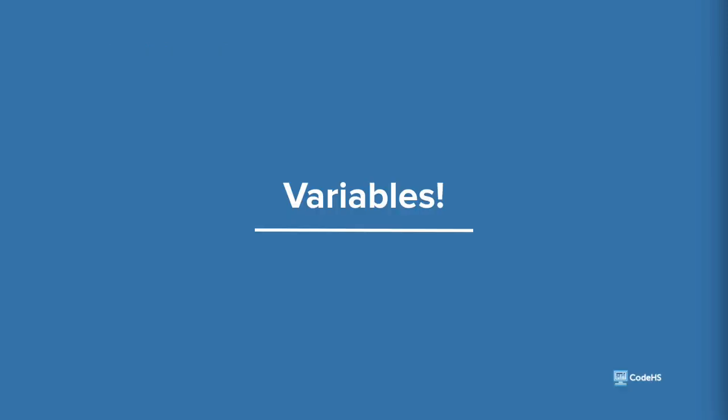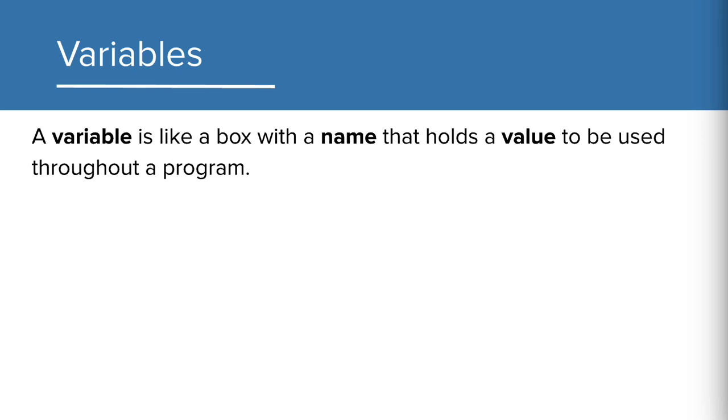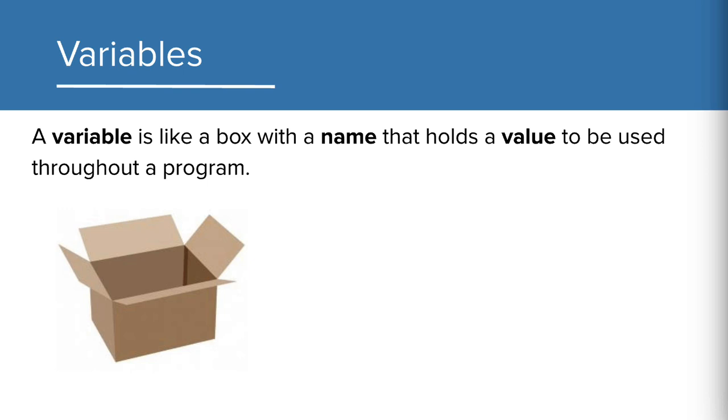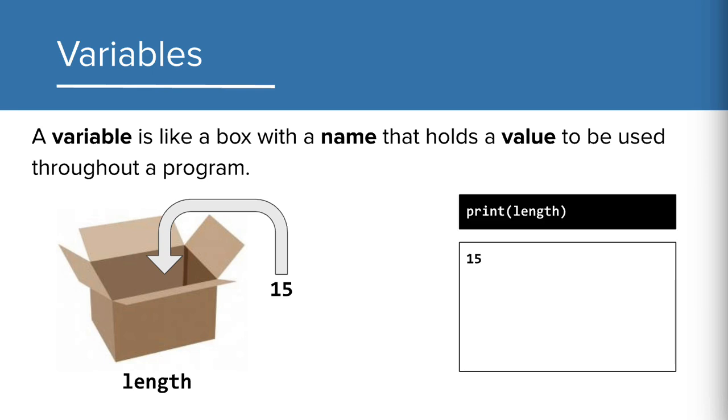Introducing variables. A variable is like a box, with a name that holds a value to be stored throughout a program. Let's take this box here and name it length. Now, let's store the value 15 inside of it. You can print the value of the variable by using the name in the print statement. Notice there are no quotes around the name. This is because it's a variable name, not a string we're trying to print.